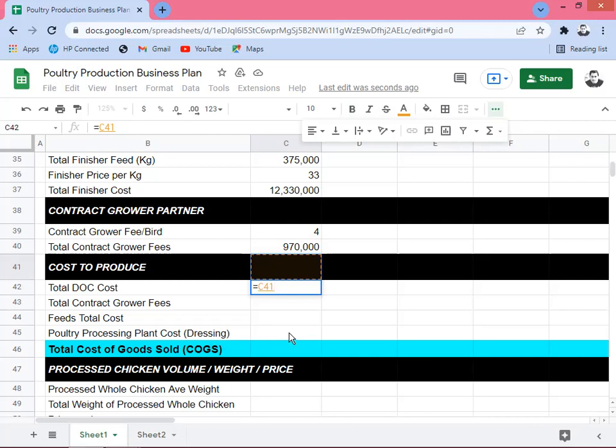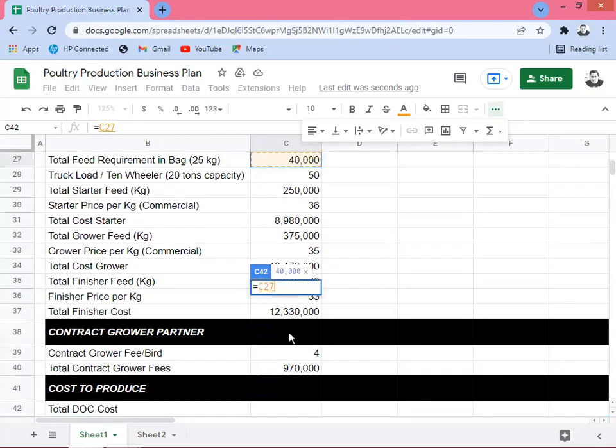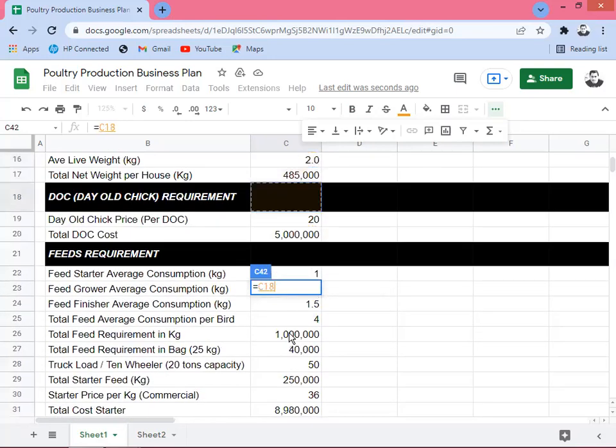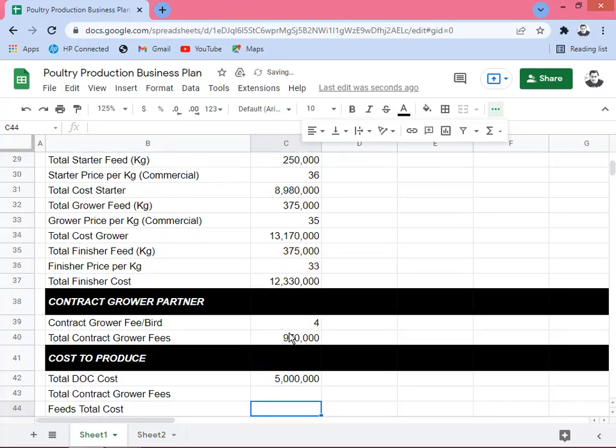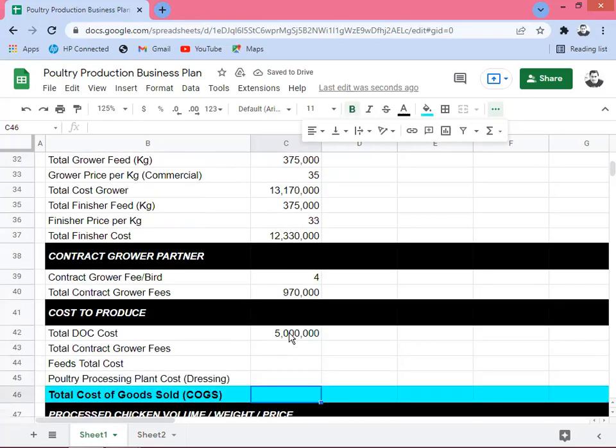But first, we're going to get the total DOC cost, or day-old chicks. I think we got it right here. Yeah, 5 million. We just move it here. We got 5 million total day-old chicks cost, the day-old chicks that we buy from the market if we do not own our own hatchery plant or incubator. And for the grower fees, we already did that calculation. We just move it from there to here. And for the feeds, we're just going to add the starter.